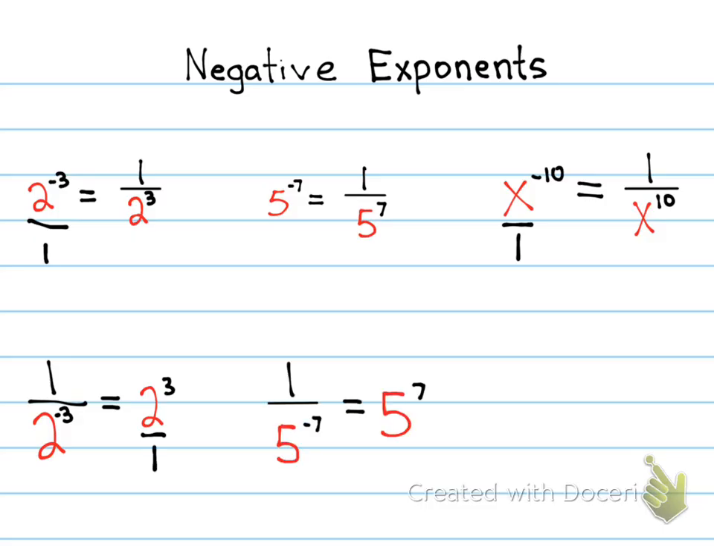So I can do the same thing. 1 over 5 to the negative 7 is just equal to 5 to the positive 7. And I can do the same thing with an x, 1 over x to the negative 10. To make that positive, I'm just going to flip it out. So it'll just be x to the positive 10.